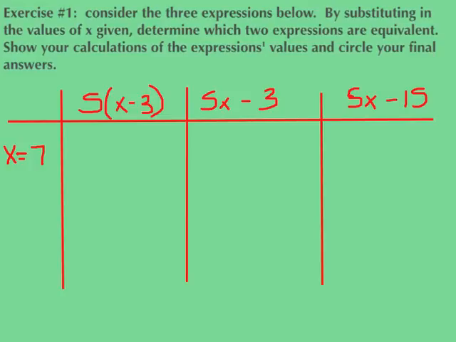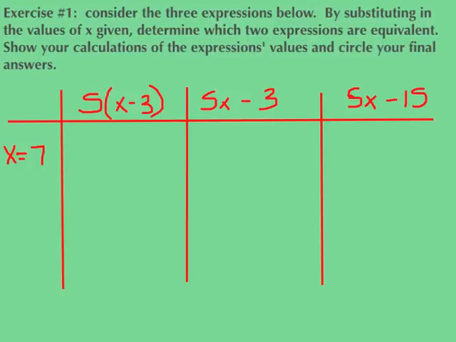Exercise number 1. Consider the three expressions below. By substituting in the given values of x, determine which two expressions are equivalent. Show your calculations of the expressions' values, and circle your final answers. So the very first thing that we're going to do is x equals 7. We're going to take that 7 and plug it into each value for x.